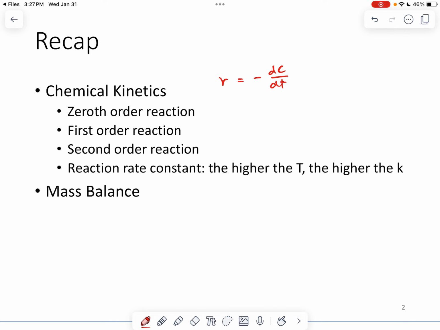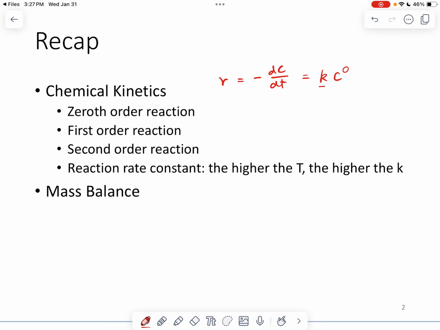And we said that there can be different types of reactions that have different types of reaction rates. So there can be zeroth order, first order, second order reactions. Basically, this is just going to be equal to K C to the power of something, right? Zeroth order means it's to the power 0. First order, then you change that to 1. Second order, you change that to 2.